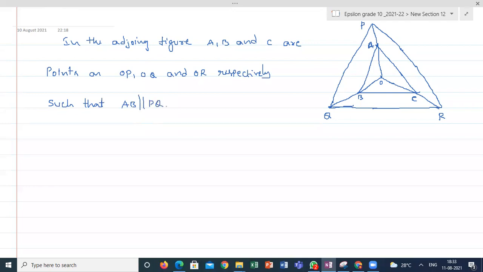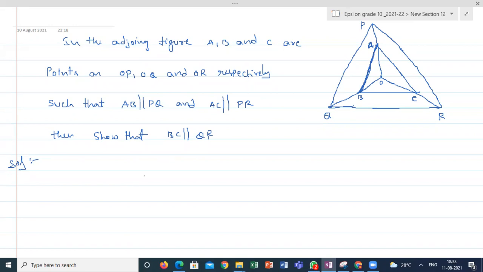This is an important point you have to keep in mind. My AB is parallel to PQ, that means if I am considering triangle OPQ, then I can apply the basic proportionality theorem with respect to AB and PQ being parallel. And AC is parallel to PR. Then show that BC is parallel to QR. Hope you understood the question. Try to solve this question.